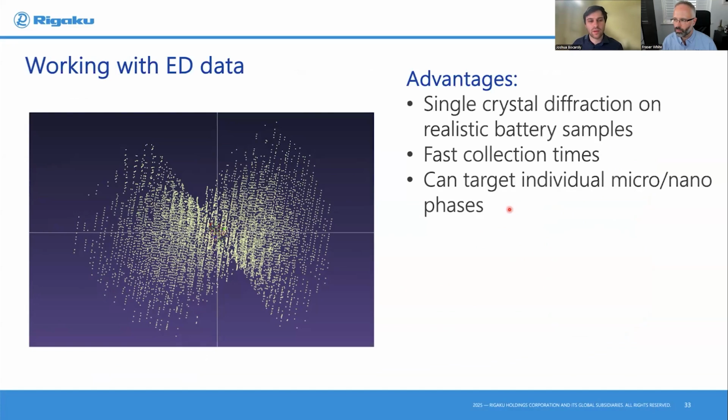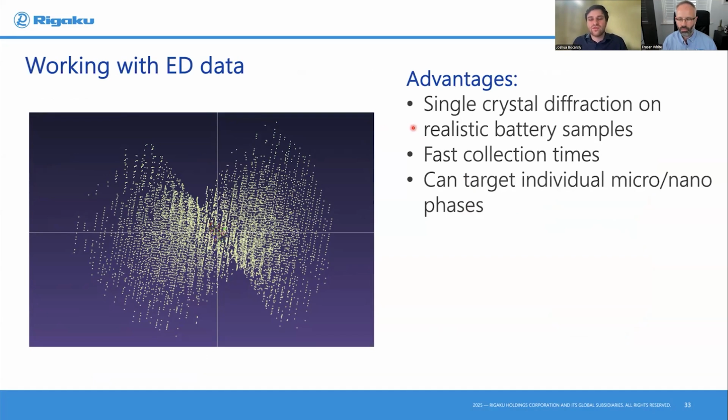Okay. So just before we go into the practical examples, I'll give a little note about working with the electron diffraction data. The advantages here really are that you can get single crystal diffraction on realistic battery materials. The collection times are very fast compared to X-ray crystallography, so just a few minutes.